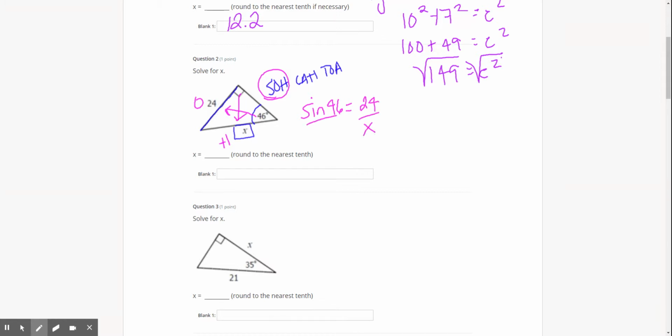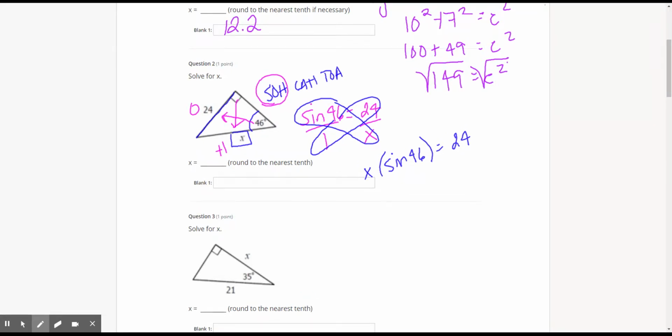Remember, when the x is on the denominator, well, really anytime, you can make it over 1 and then do your multiplication. So x times the sine of 46 equals 24.